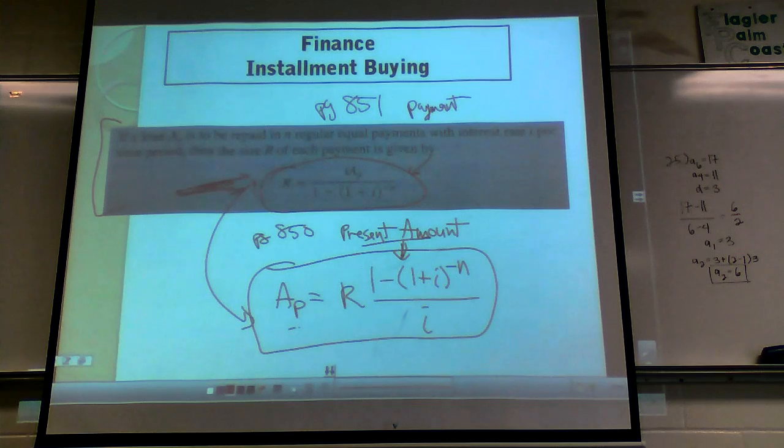So the bottom line is like how much you still have to pay back? No, how much your loan is. Yeah, like the present value. Yes, if you want to think about that.